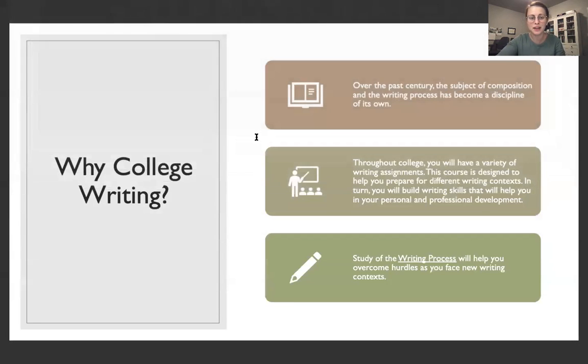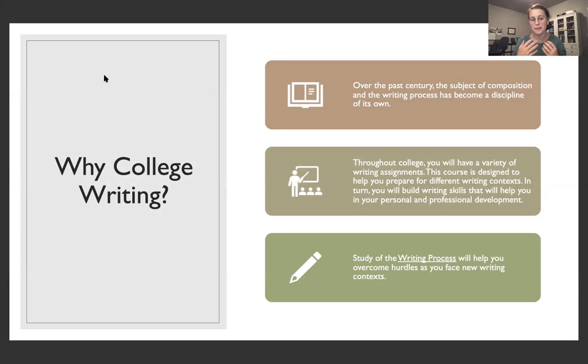So I think one of the big questions that people have is, why college writing? Why do I have to take a class specifically for college writing? And I think one of the reasons is, over the past century, the subject of composition and the writing process has become a discipline of its own. So we don't just use the writing classroom as a place to debate politics or issues, but as a place to study writing and how we can make it more effective.